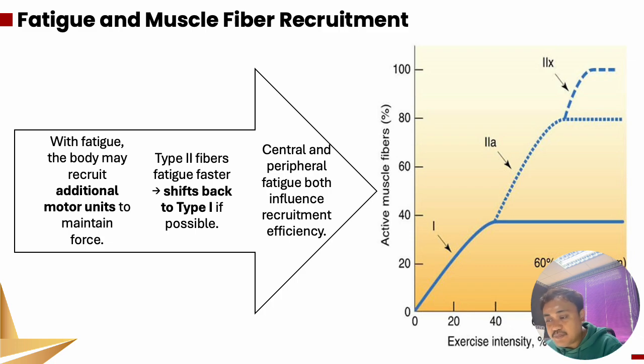So what happens when fatigue kicks in? Fatigue can be central, from the brain, or peripheral, from the muscle itself. Either way, it affects how well your body can recruit and use its motor units. If you look at the diagram here, you'll see that type 2 fibers, especially the type 2X ones, fatigue very quickly. So as they start to wear out, your body might shift back to using more type 1 fibers if it can.